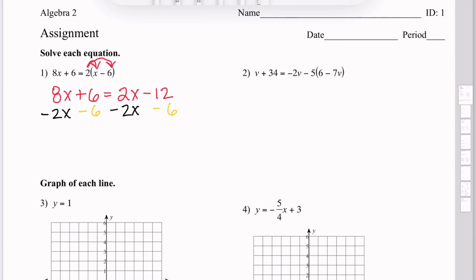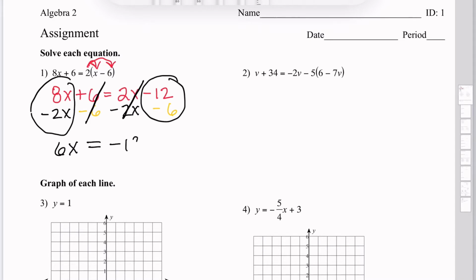We end up with, so the 2x's cancel out, so 8x minus 2x is 6x. The 6's cancel out on the left-hand side, leaving us with negative 18. Now we want to divide everything by 6, leaving us with x equals negative 3. And yes, you can put your answer in curly brackets like so.